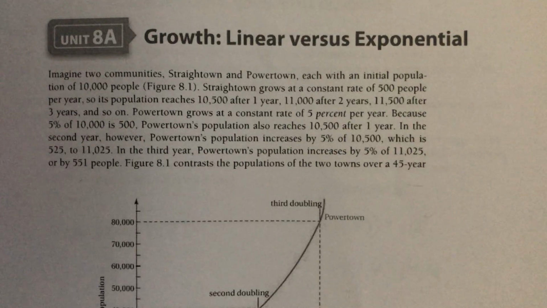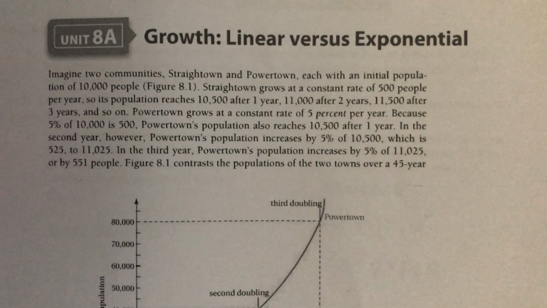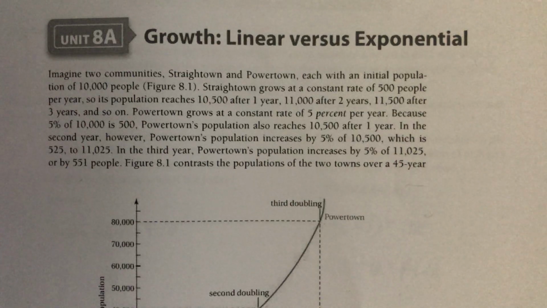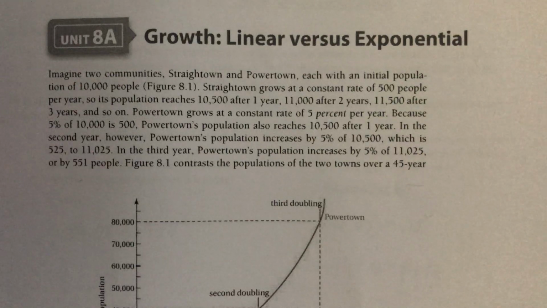talk about two towns. One is Straight Town, one called Power Town. Now, Straight Town has an initial population of 10,000 people, and it grows at 500 people per year. So 10,500 after 1 year, 11,000 after 2 years, 11,500 after 3 years, so on and so forth. Okay. Power Town grows at 5% per year.